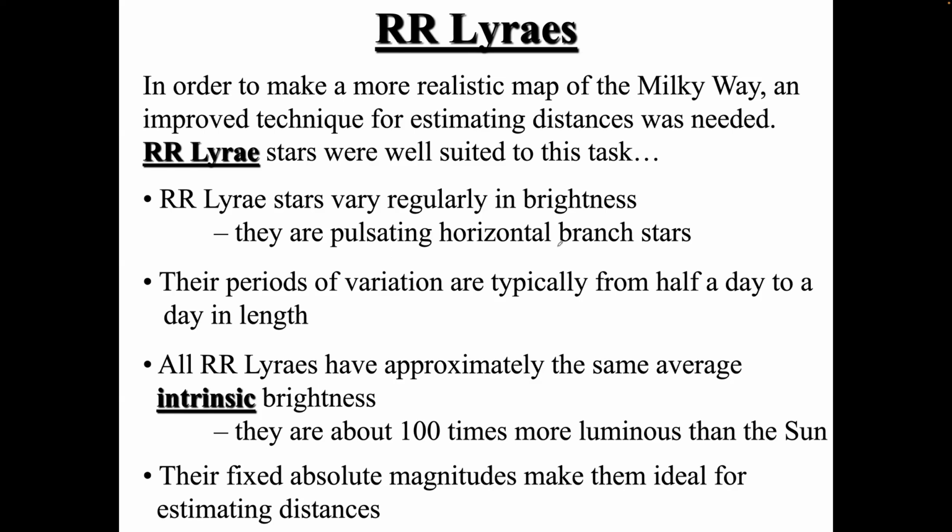Basically, they are about 100 times more luminous than the sun, and their fixed absolute magnitude makes them ideal for estimating the distance. So once all the RR Lyrae stars have the same absolute magnitude according to this period luminosity relationship, it will be much easier for us to estimate the distance, right? You have one absolute magnitude for all the stars, and you just observe the apparent magnitude and then convert it to the distances, right?